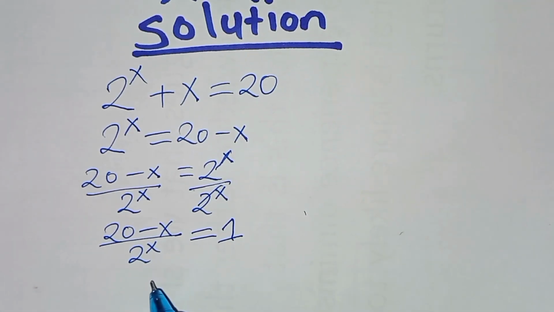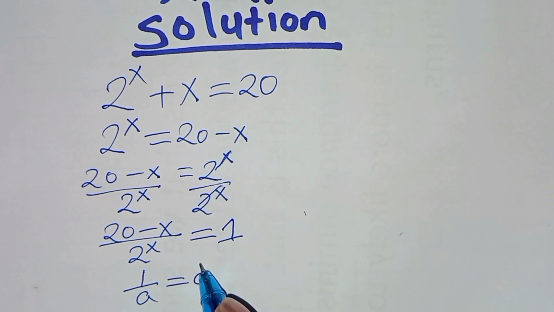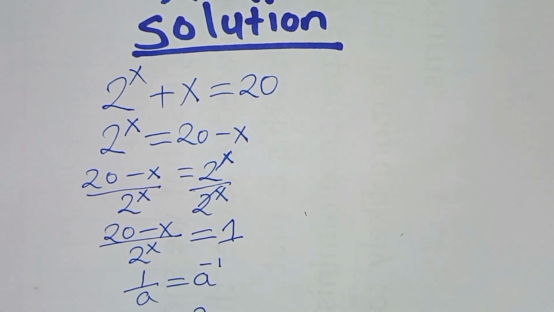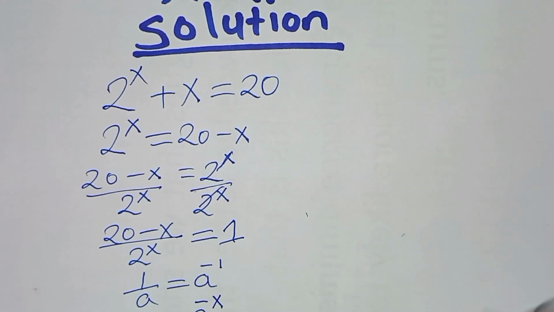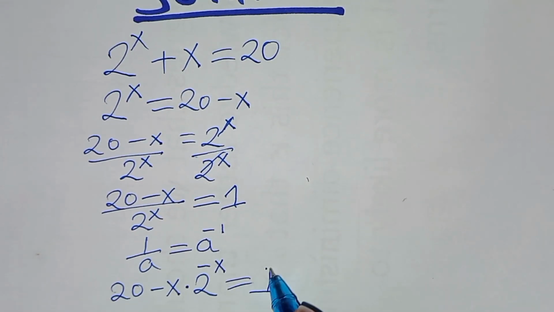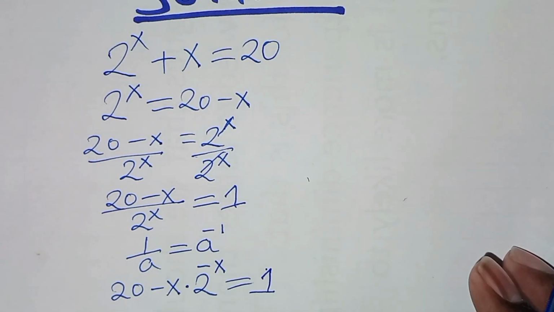Now, if you have 1 divided by a, this can be expressed as a raised to the power negative 1. So applying this property, we'll have 20 subtract x multiplied by 2 to the power negative x. This is equal to 1.